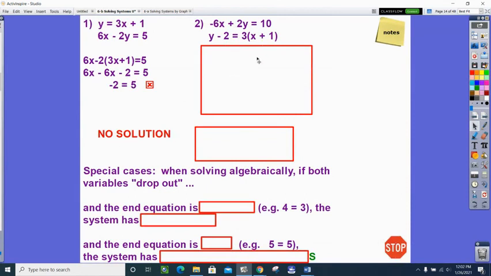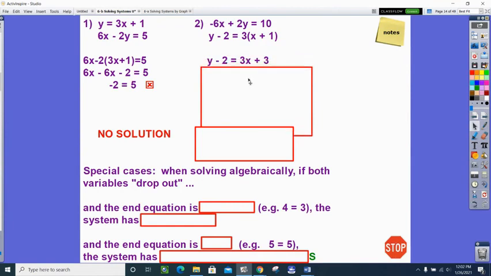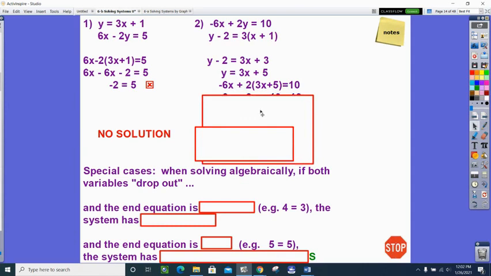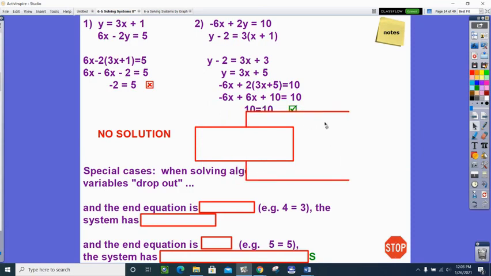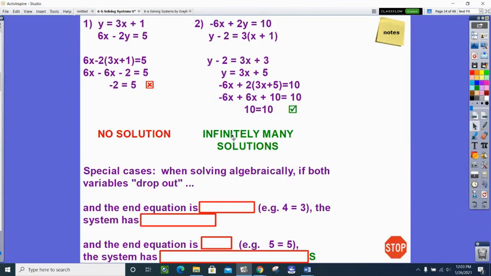Okay, let's do the same thing over here. Here, I'm going to take this equation and solve it for y. I'm going to do the distributive property and then add 2. I had a little bit of a mess there, and now I have y equals 3x plus 5. So this equation, the bottom one, cleans up to y equals 3x plus 5. I'm going to go in the top one, take out the y and drop in the 3x plus 5. I'm going to do the distributive property. Again, this variable drops out, but this time I end up with 10 equals 10. That's a true statement. In this case, they are the same line, so it's infinitely many.